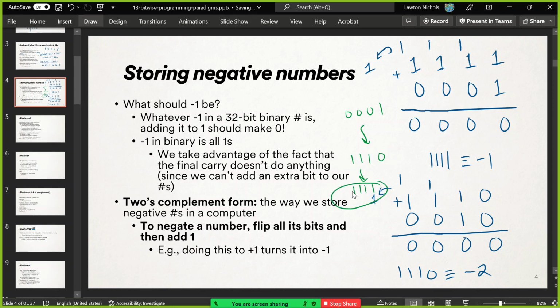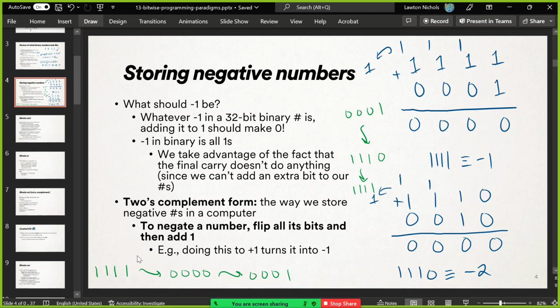And this works in both ways, actually. So if you want to go from negative 1 to 1, you can do that too. Start with your negative 1, flip all the bits, 0, 0, 0, 0, add 1, 0, 0, 0, 1. So you've just made negative 1, positive 1 again. So that's pretty nice. That's how your computer's doing it. So to negate a number, you just flip all of its bits and add 1. And that will give you the correct binary form of it.